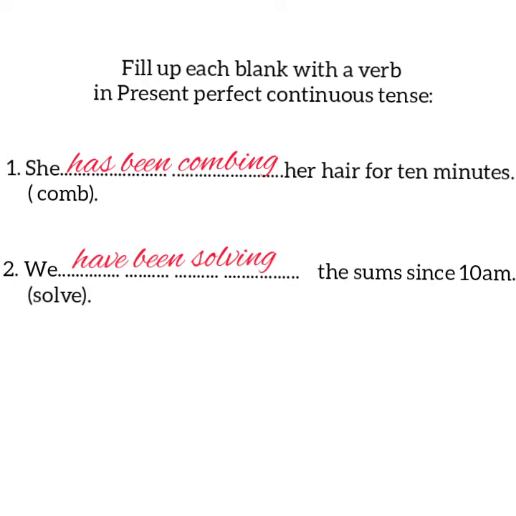Number 2. We dash the sums since 10 a.m. The given verb is solve. Ing form of solve is solving. Let us check the subject again. The subject here is we. We is plural. We have to use with the verb have been. We have been solving the sums since 10 a.m.